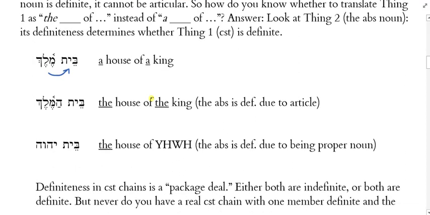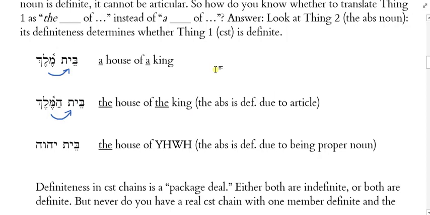Now look at the second example. I have Beit HaMelech. Say that with me. Beit HaMelech. Is thing two definite? Yes. And that makes thing one definite, even though there's no article on thing one. They hang together. So they're both definite if thing two is definite. So I'm going to translate this as the house of the king. I can't translate this as a house of the king. If thing two is definite, thing one's got to be definite as well. So, the house of the king.